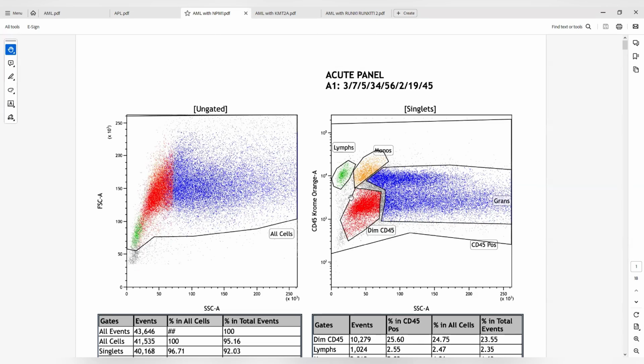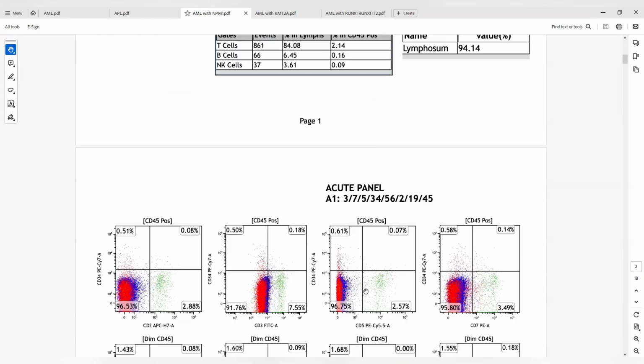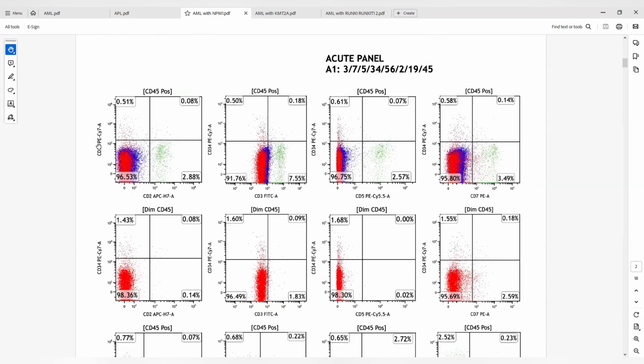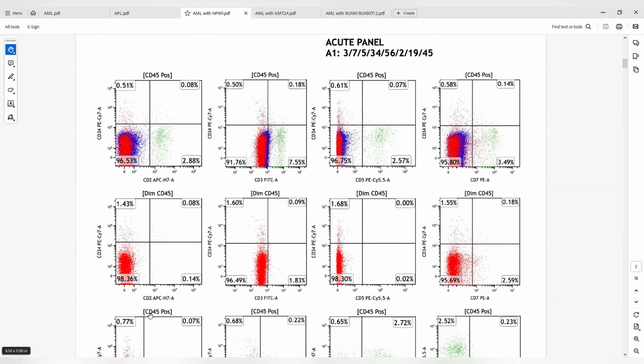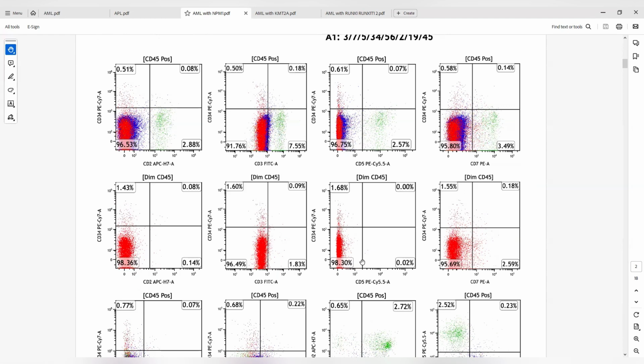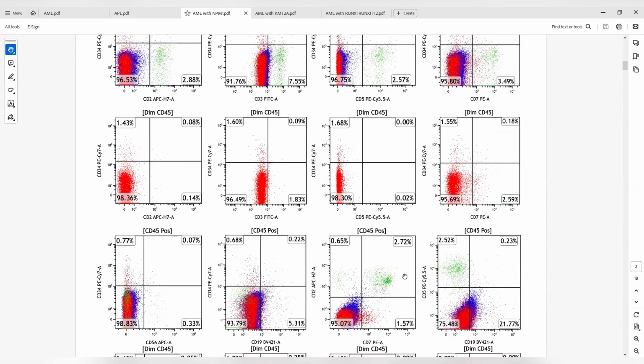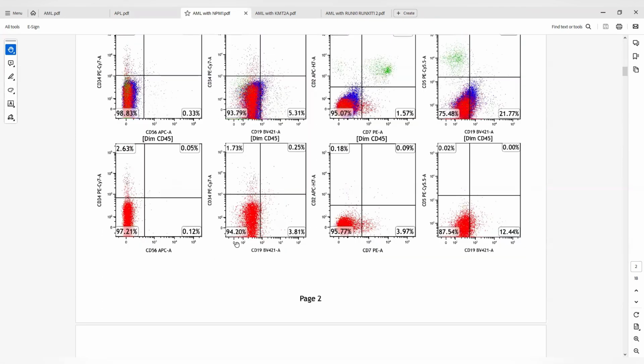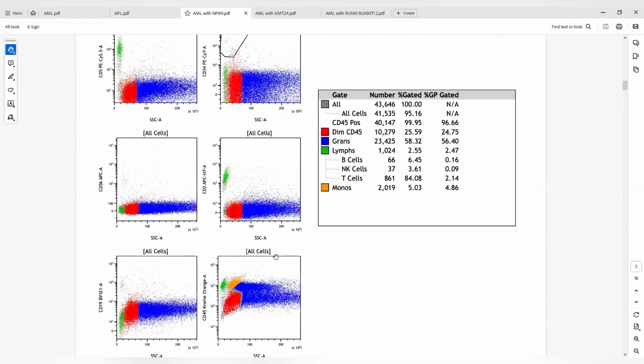We have this example here: our dim CD45 population in red, lymphocytes in green, monocytes in yellow, and granulocytes here in blue. First of all, let's see this population is negative for CD34. It's negative for CD2, CD3, CD5, and CD7. So it's negative for T lymphoid markers. CD19, which is a B lymphoid marker, is negative. CD56 is negative in this blast population as well.